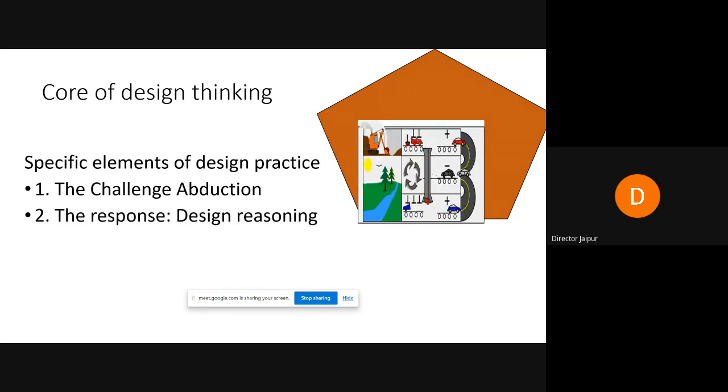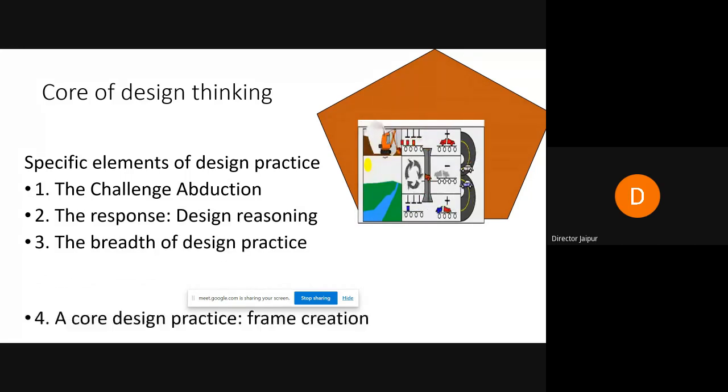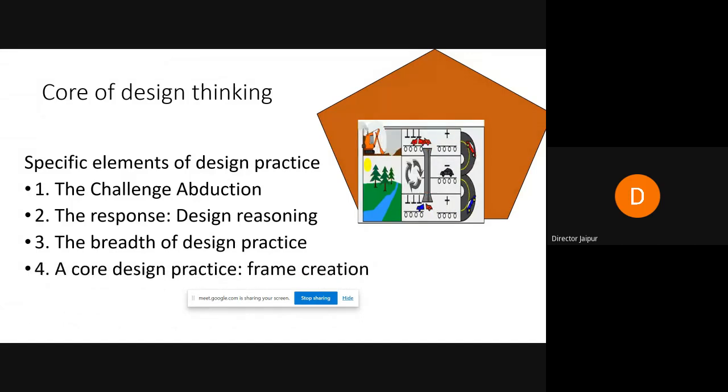Then we'll be discussing the response, that means the design reasoning. Then what is the breadth of design practice? Then what is frame? Frame is very, very important. Frame and field are the main point of today's discussion. If you understand that, then you have actually understood design thinking. Then we have frame creation and field.